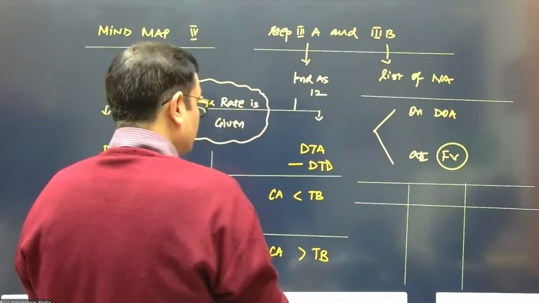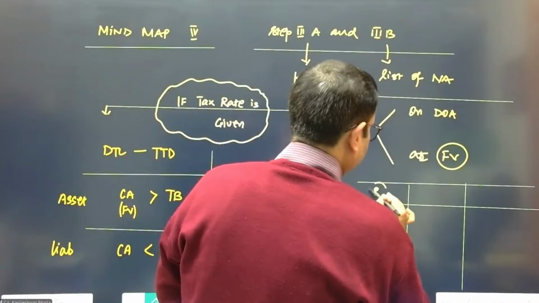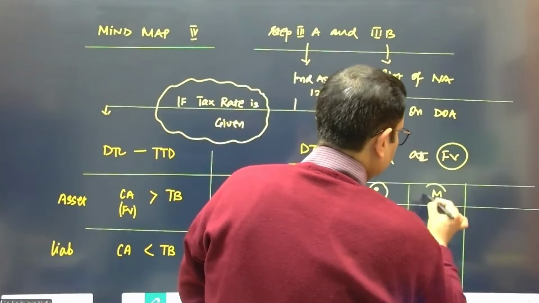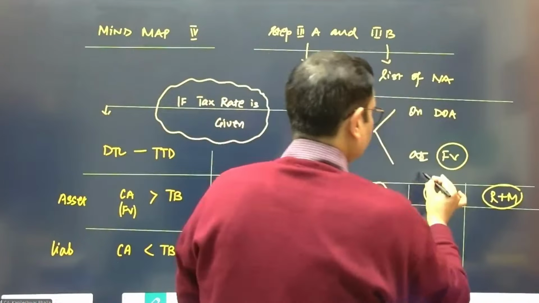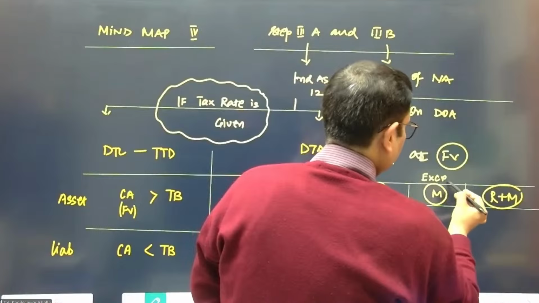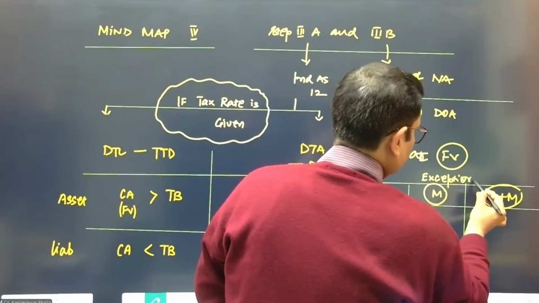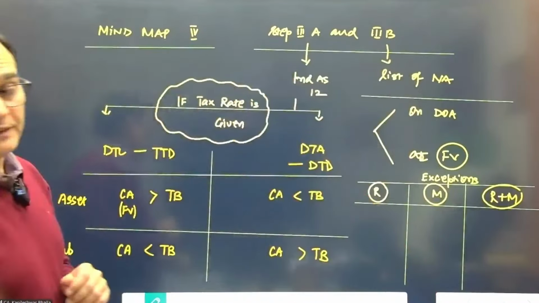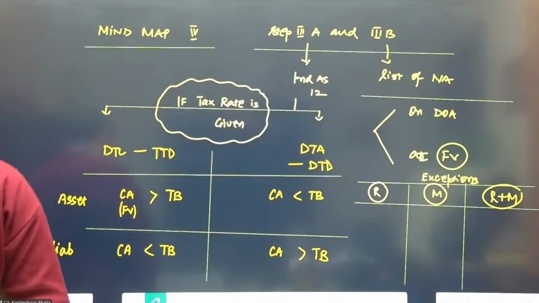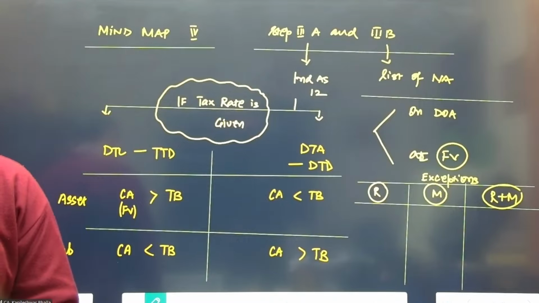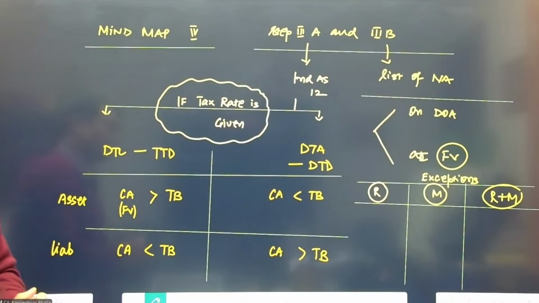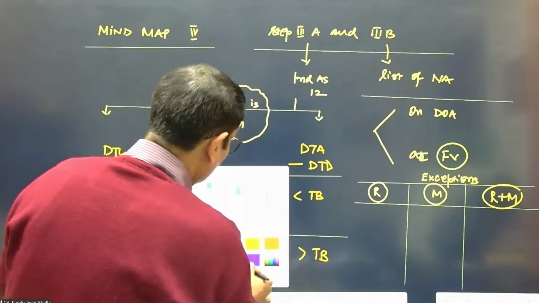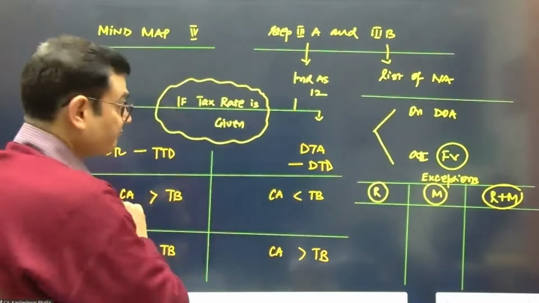So there were three lists of items: recognition exceptions, measurement exceptions, and recognition and measurement exceptions. These were the lists of exceptions. Let's start with your input. You can help me by revising and telling me what the exceptions were. So first of all, can you tell me what the recognition exception was?